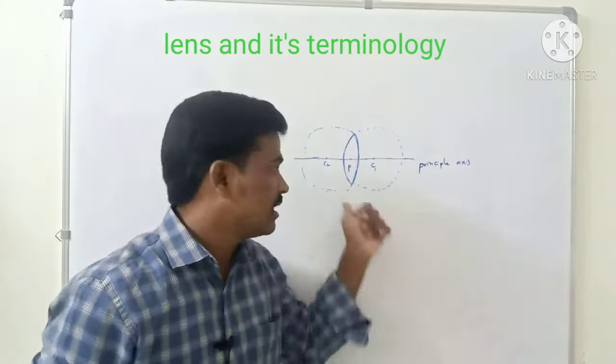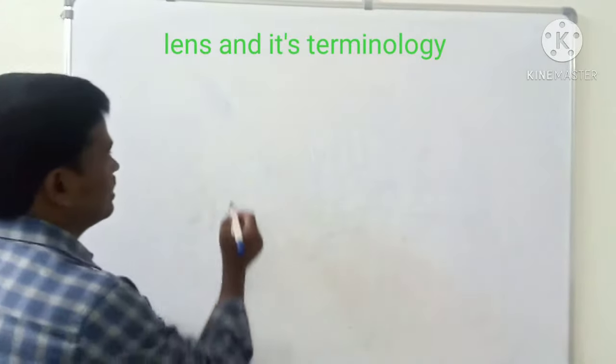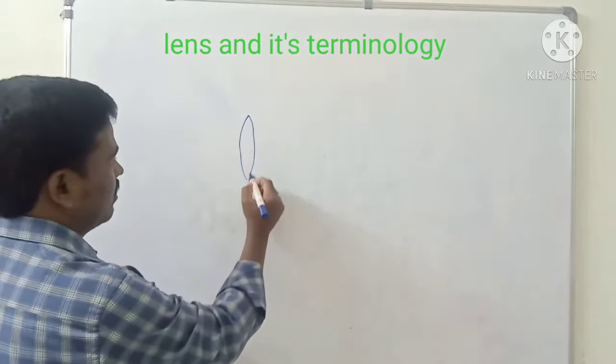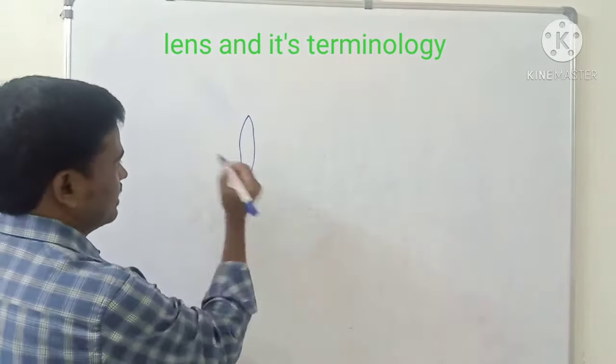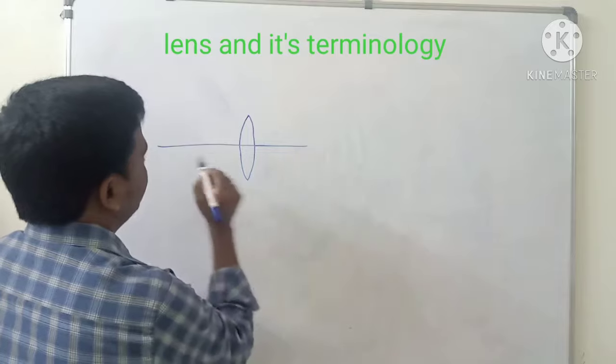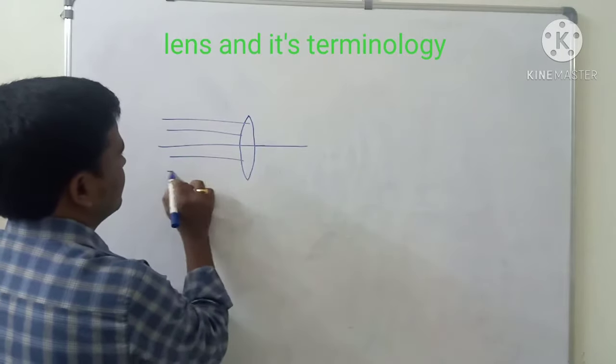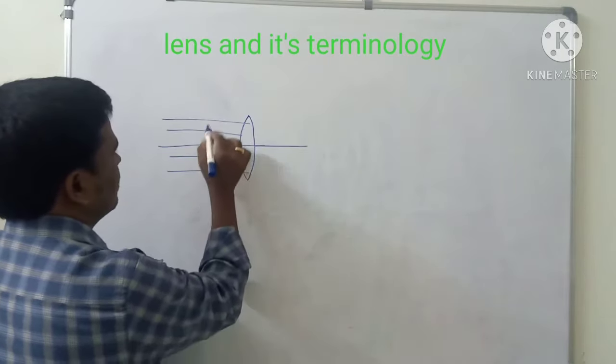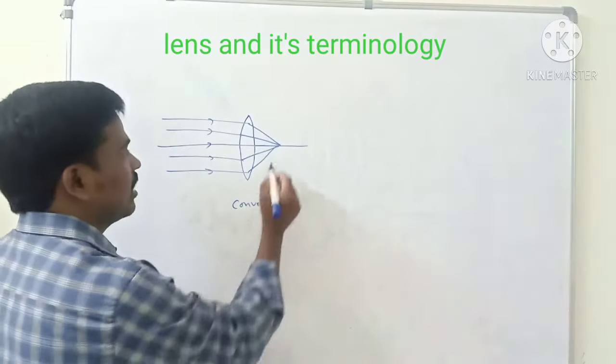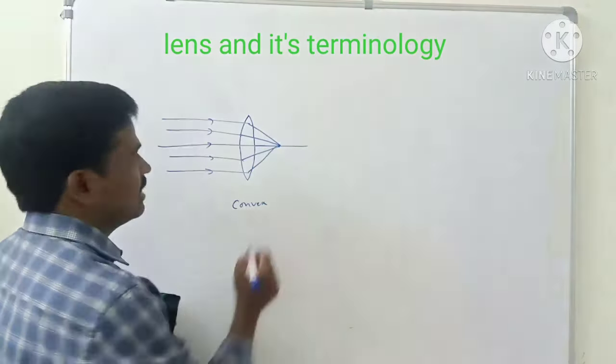Next, let us see how rays behave when they are incident on lenses. Let us assume a convex lens. What does a convex lens do to the rays? If the rays are coming parallel to the principal axis, the convex lens converges them. All rays converge to a point on the principal axis. This point is called the focal point or focus.